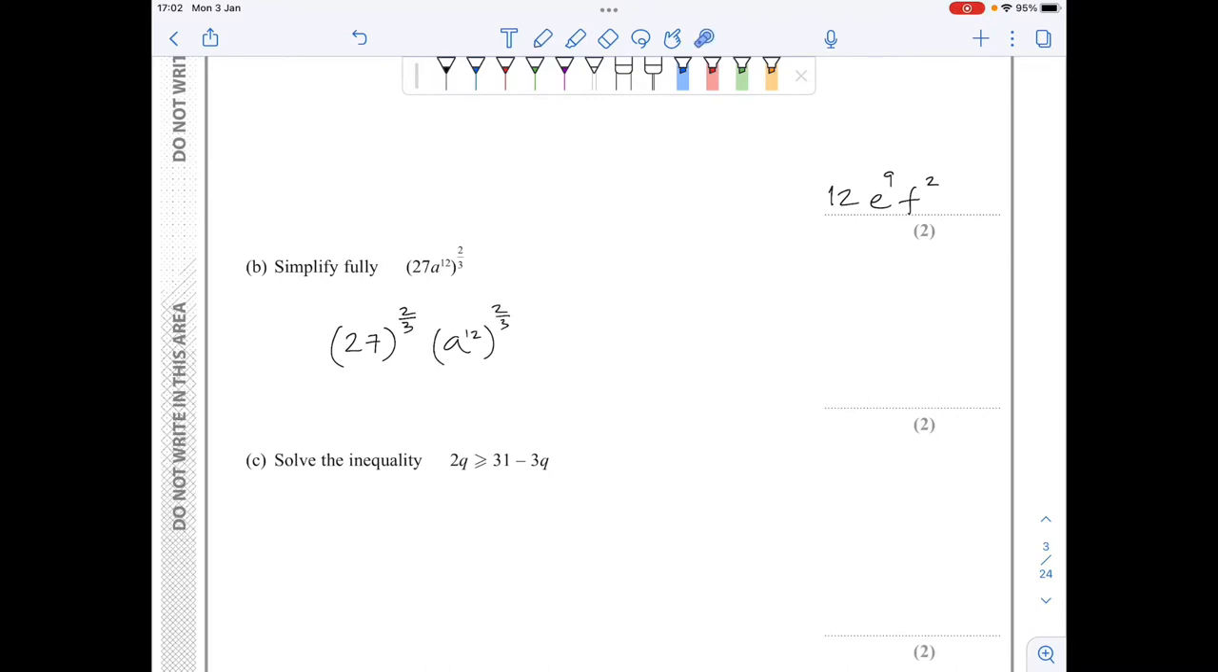The first part is just 9. And then for the second part, I just multiply the two powers and I get 8 to the power of 8.